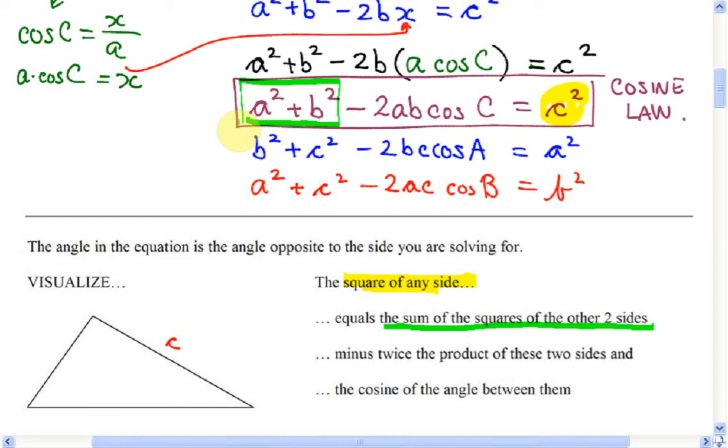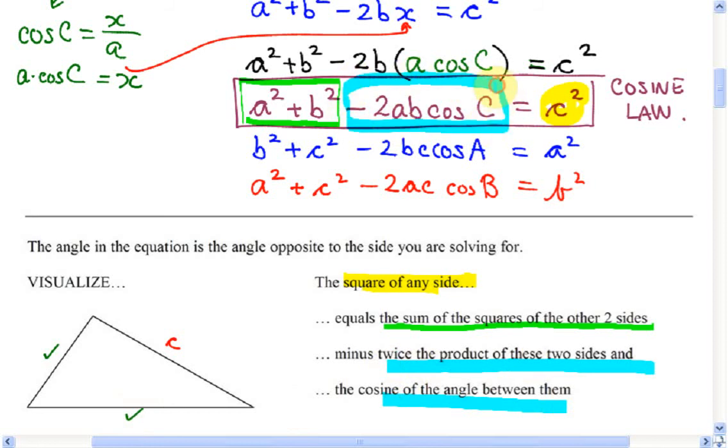Meaning, if you want to figure out the length of the third side, you have to know the length of the other 2 sides. So you must know this, and you must know that. Now, what's the next part say? It says minus twice the product of these 2 sides and the cosine of the angle between them. So this part here, I'm going to highlight in blue, is the extra bit that comes out of the cosine law. There's the minus sign, twice the product of a and b, those 2 sides, and the cosine of the angle between them. Meaning, you need to know this angle here.